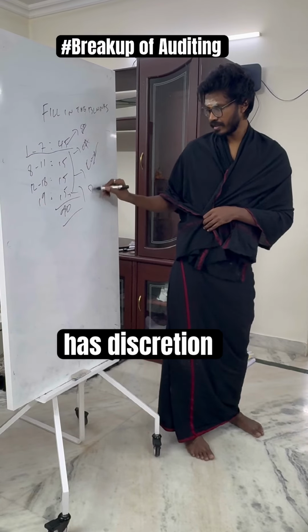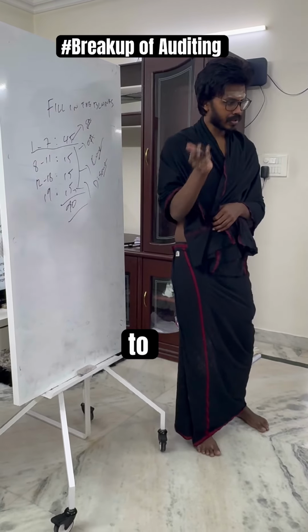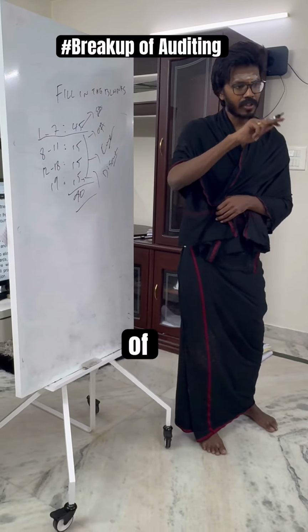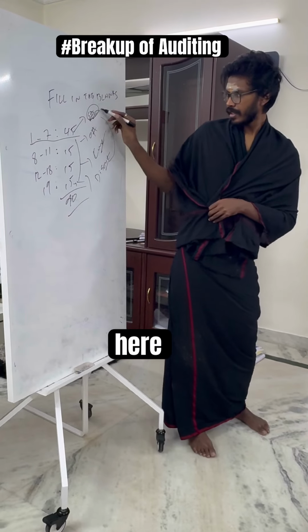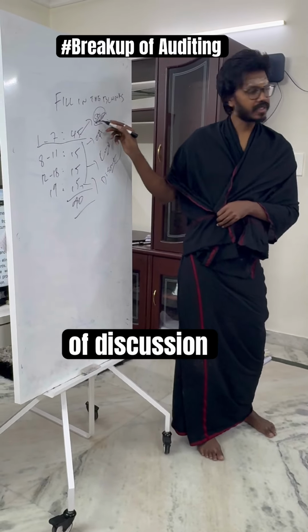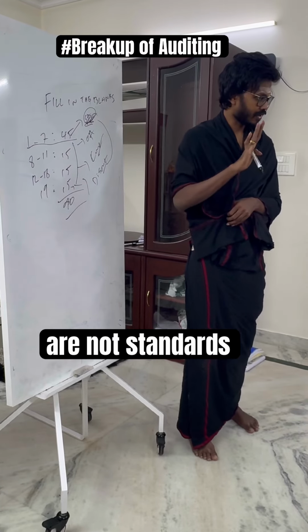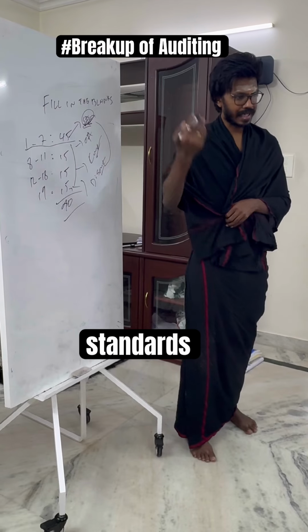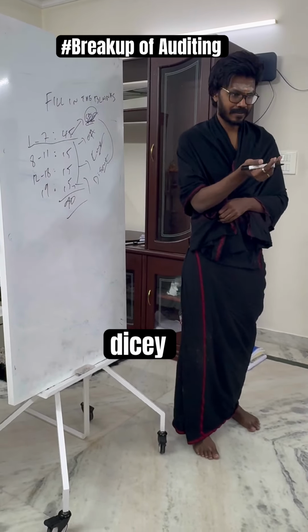And this has discretion. When you say discretion, guilty, not guilty. Your ability to decide, which has an element of discretion more than a standard submission. Here, the scope of discretion is very less. Standard. Ethics are not standards. You understand that? Ethics is a reference point. It's like morals and rules. Standards are rules. Morals are not rules. So it gets dicey. You understand?